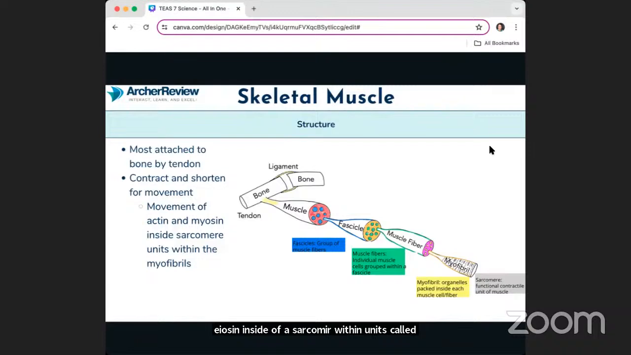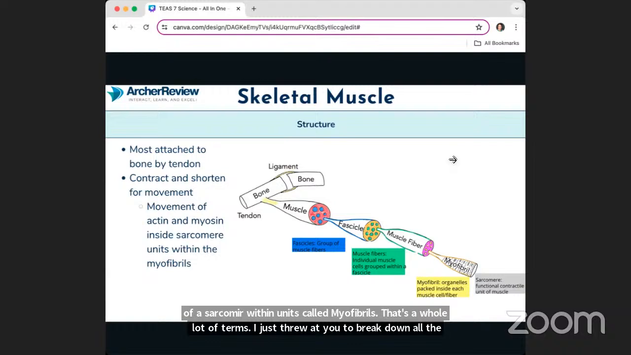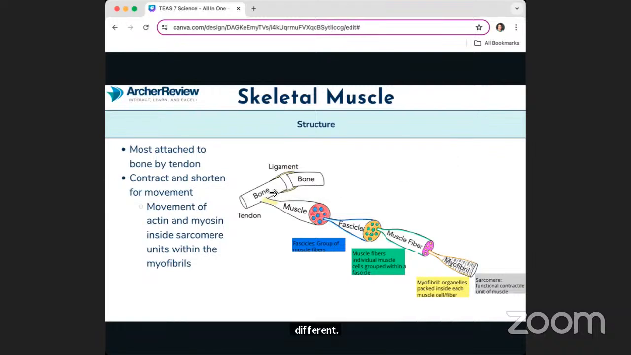So I want to talk about this visual to break down all the different layers that your muscles are made up of. So see how we've got muscle attaching to bone on the far left. And when we look at the entire muscle itself, we can pull out a subunit within that muscle called a fascicle. And they're just groups of muscle fibers. So pull out one muscle fiber. That's what's in the green here. Muscle fibers are individual muscle cells grouped within that fascicle.